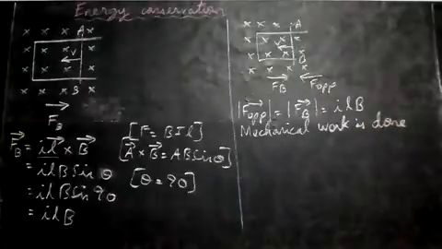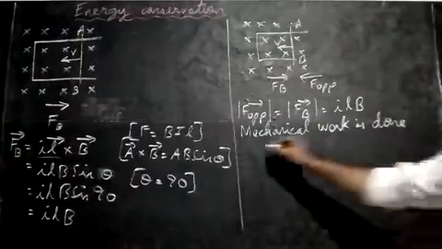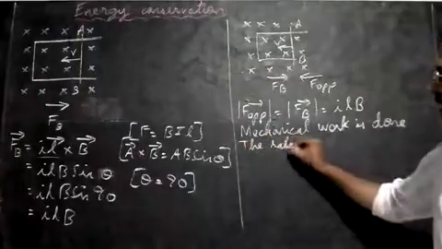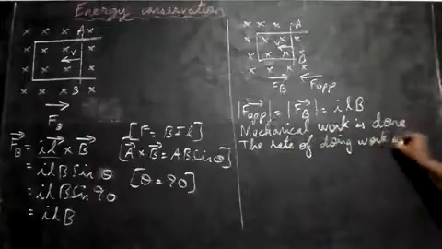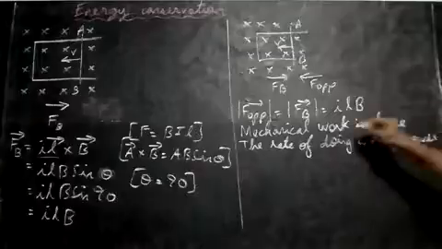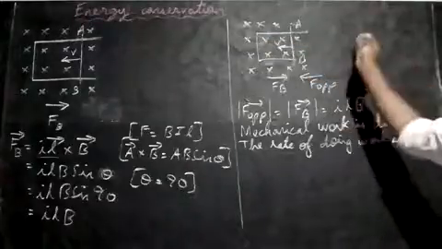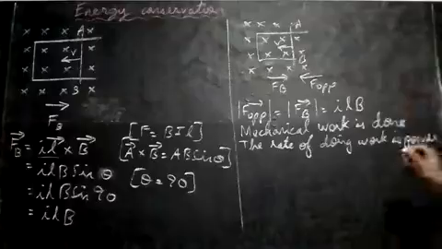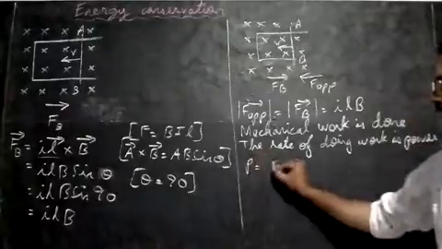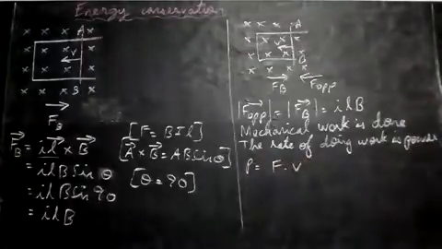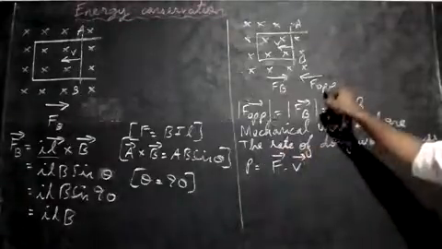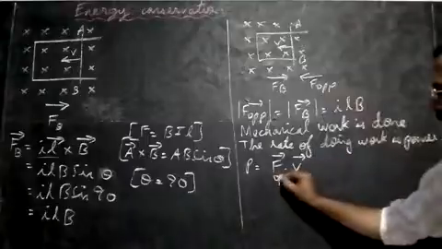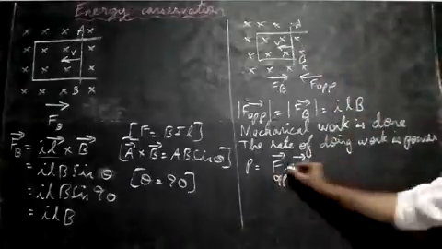We know that the rate of doing work is called power. Why is mechanical work done? We are giving the energy, so we are doing mechanical work here. Let's see the power. Power is equal to F dot V, this is the formula. In this case, the power will be equal to the opposing force, the force that we are giving, F opposite, dot the velocity, a dot product.